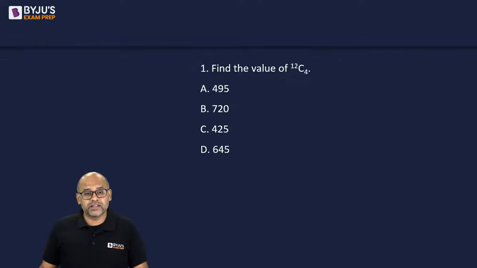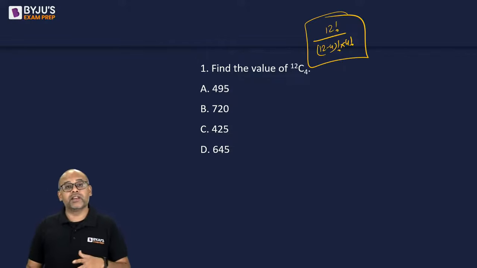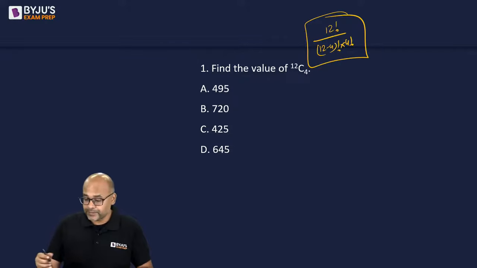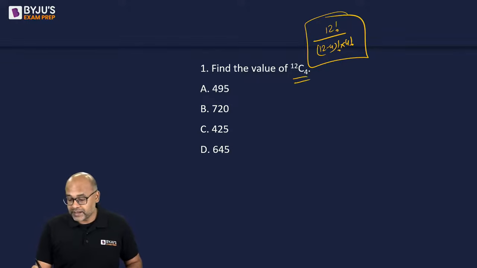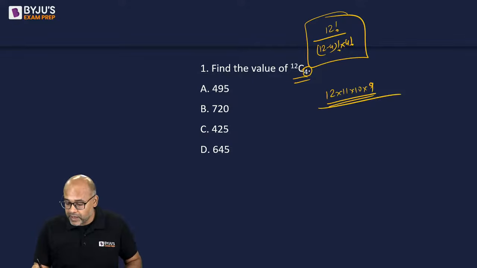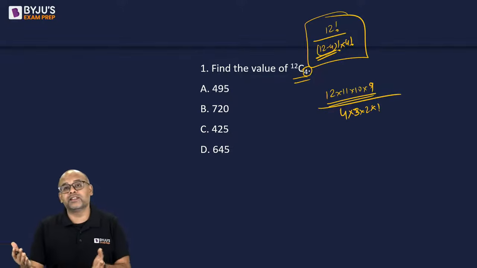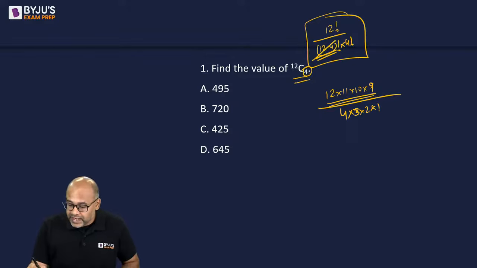12C4, very straightforward answer. What is this? 12C4 is 12 factorial by 12 minus 4 whole factorial into 4 factorial. Now guys, instead of writing this, I will give you a faster way to remember this. 12C4, basically write 12 into 11 into 10 into 9. This is 4, so write that many terms in the numerator. Divide by straight away 4 factorial, 4 into 3 into 2 into 1. So you don't have to do this calculation, then cancel things, waste of your time. Basically this cancellation directly happens by just observing this.